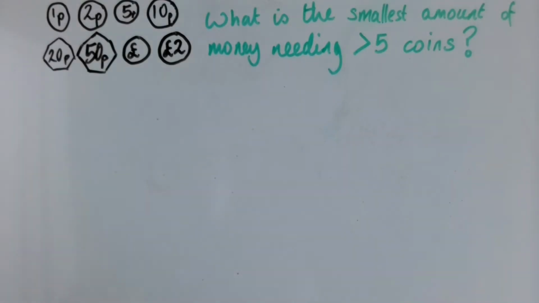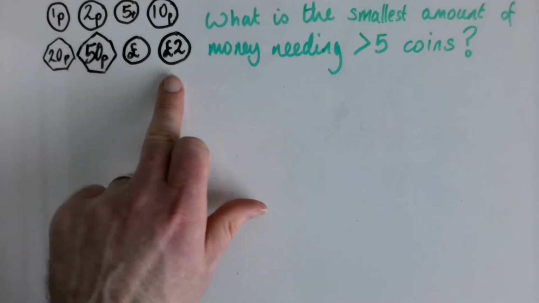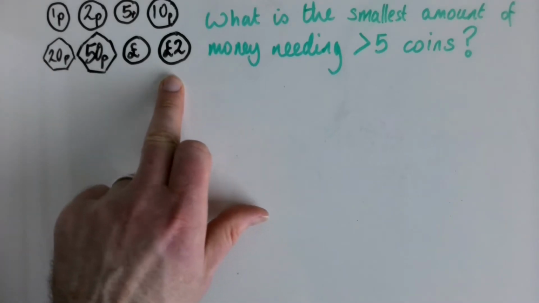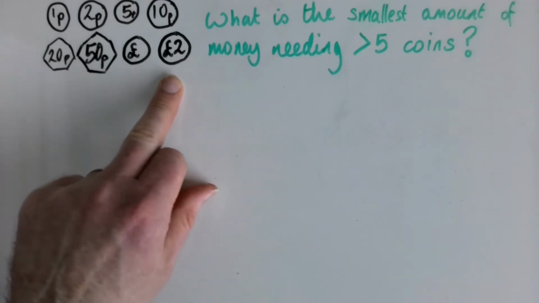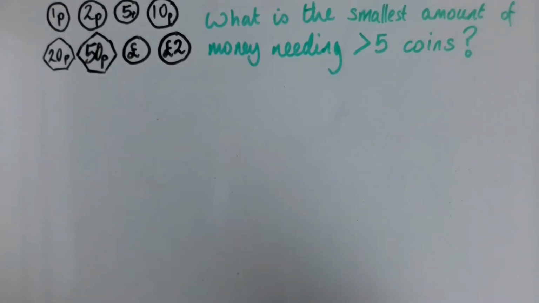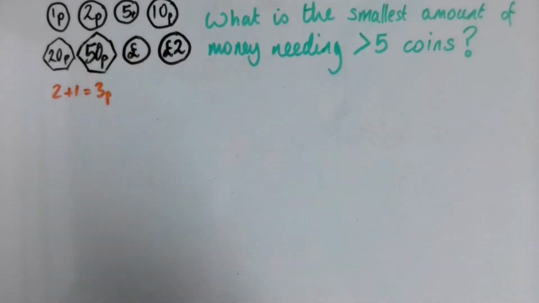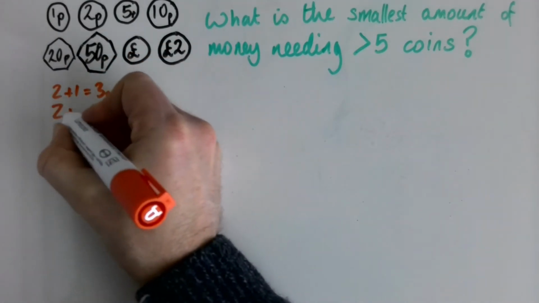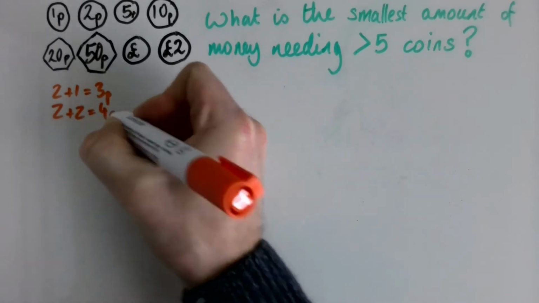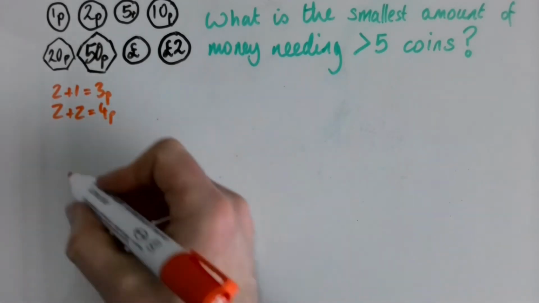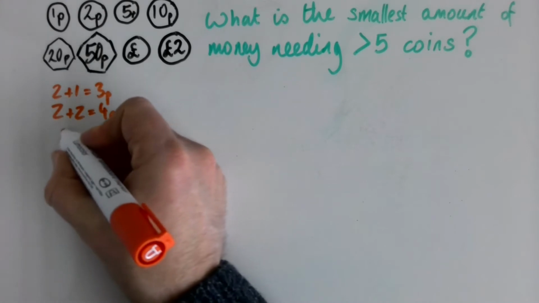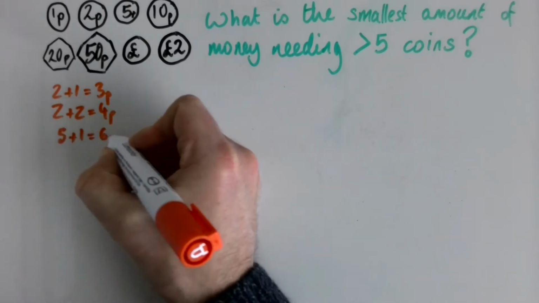So here's our problem: the smallest amount of money needing more than 5 coins. So all of these £2 I can do with 1 coin, can't I? But there's going to be an amount of money that's less than £2 that I need more for. For example, I need 2 coins to make 3. I need 2 coins as well to make 4. So if we just look through the very first few, we need just 1 for 5. 5 plus 1 is 6.